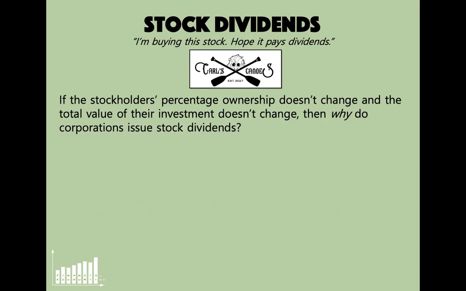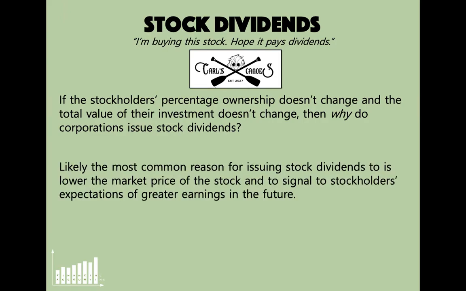If the stockholders' percentage ownership doesn't change and the total value of their investment doesn't change, then why do corporations issue stock dividends? It's a good question. Likely the most common reason for issuing stock dividends is to lower the market price of the stock and to signal to the stockholders that the corporation has good expectations for the future.